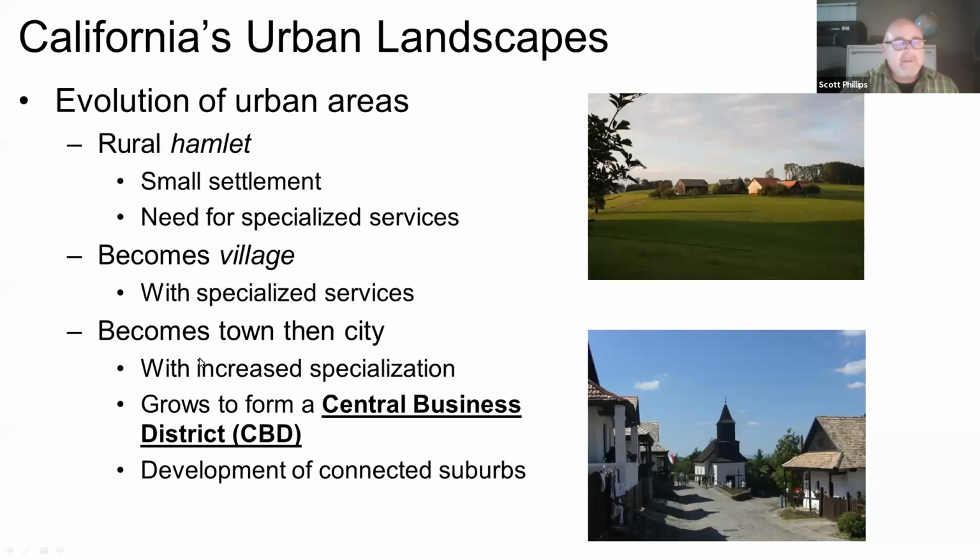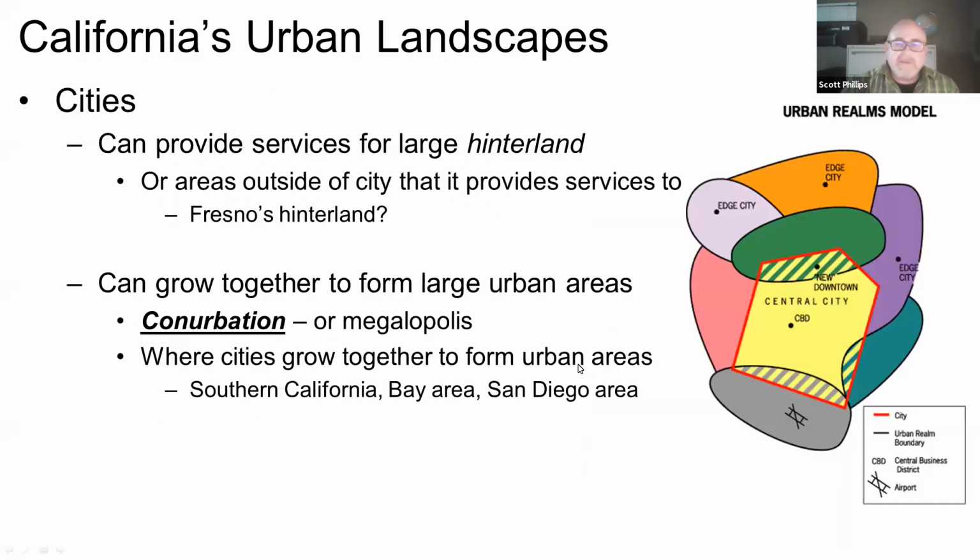So a little more detail on that. Cities provide services for a large hinterland. That's the area surrounding the city that is not part of the city. So for Fresno, the agricultural zone that surrounds Fresno would be Fresno's hinterland. People who live in, say, Mendota or Sanger or other places out in the country near Fresno would come into Fresno to go to the dentist or get their taxes done or what have you.